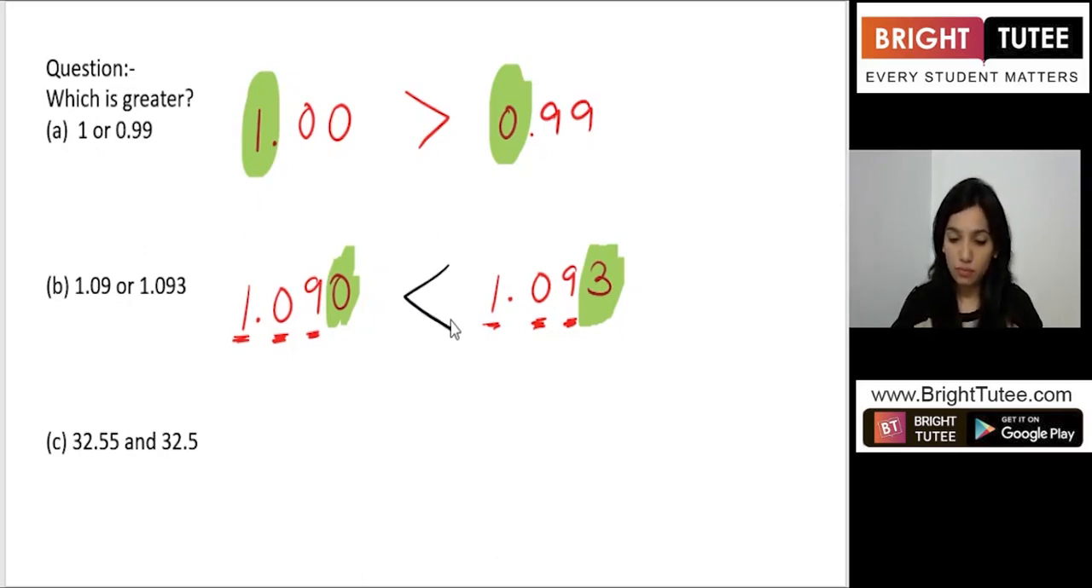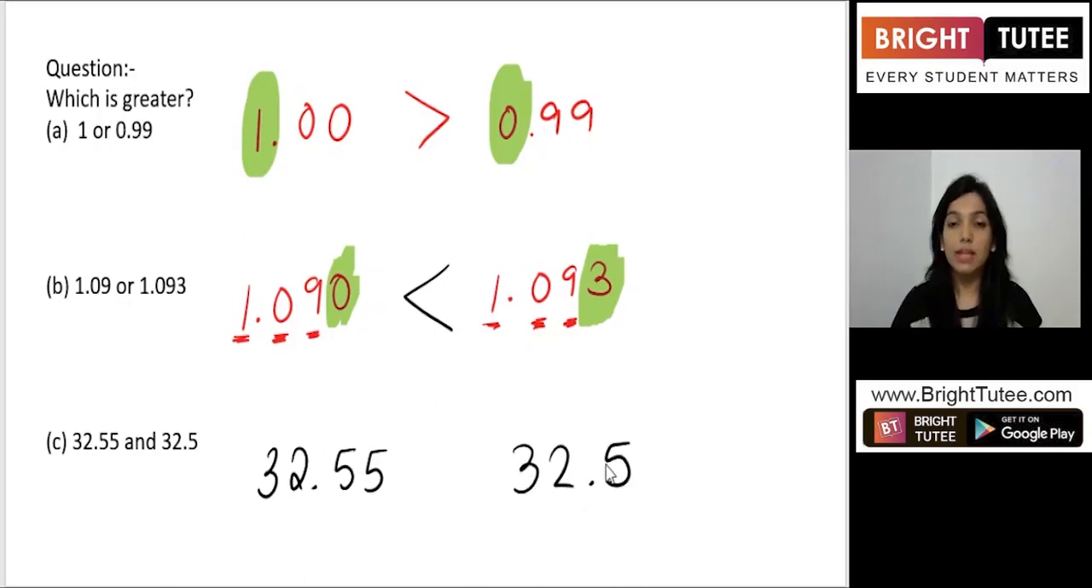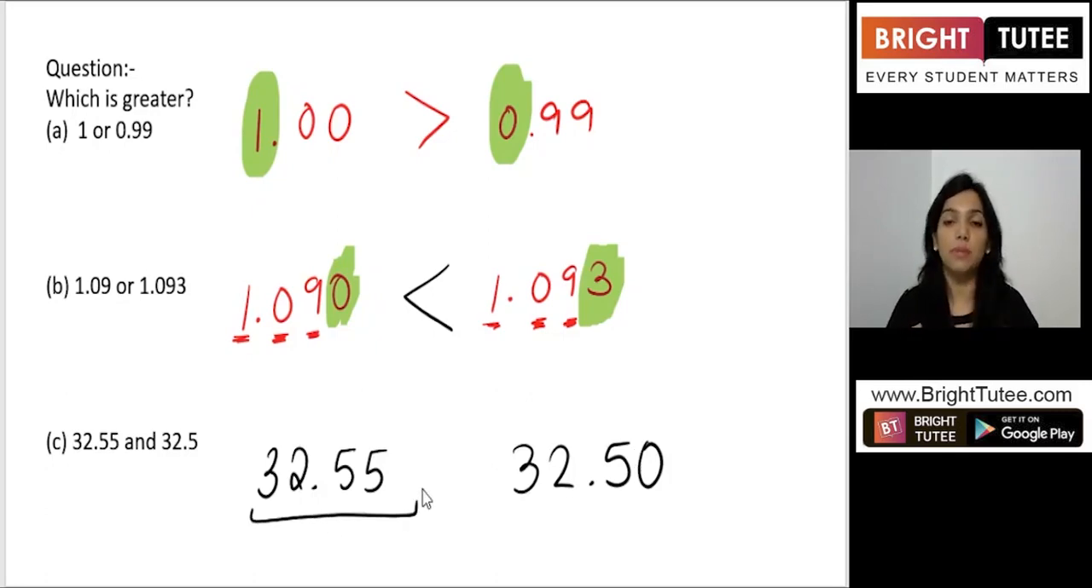Now the next one is we have got 32.55 and the other number is 32.5. Now again let us make them like decimal numbers by putting a 0 here. Why are we doing this? Because in the first number, we have two digits after the decimal point. So we have done the same thing with the other number as well, because there was just a single digit after the decimal point. So we place a 0.